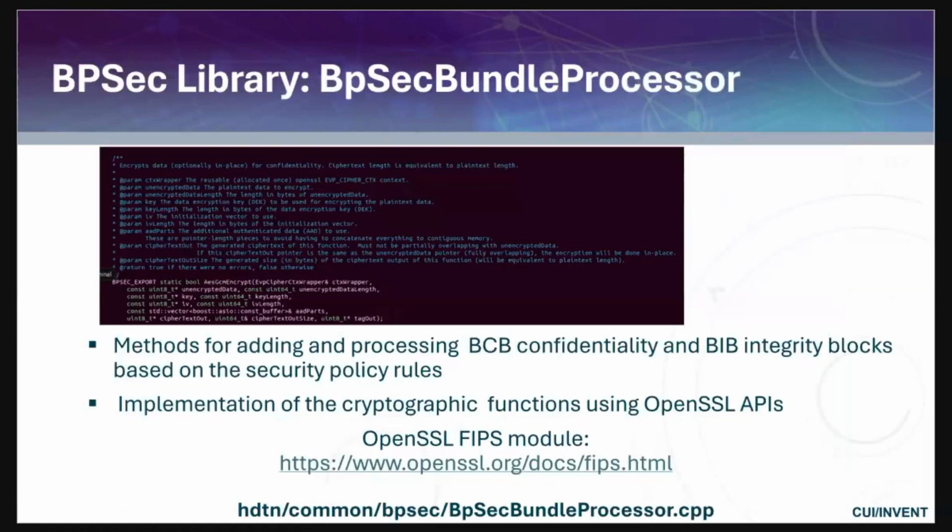So the BPSec library has two main classes. The first class is the BPSec bundle processor, which has the methods for adding and processing BCB confidentiality and BIB integrity blocks based on security policy rules, and it implements the cryptographic functions using the OpenSSL APIs, using the OpenSSL FIPS module.